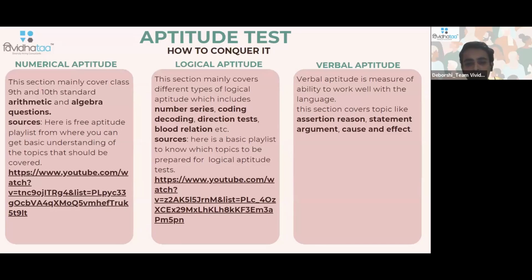In the same way, I prepared a curated list, and I think someone already posted the list here. It is a basic playlist, and from that, you know what kind of topics you have to prepare for different logical aptitude tests. The third important point is verbal aptitude.